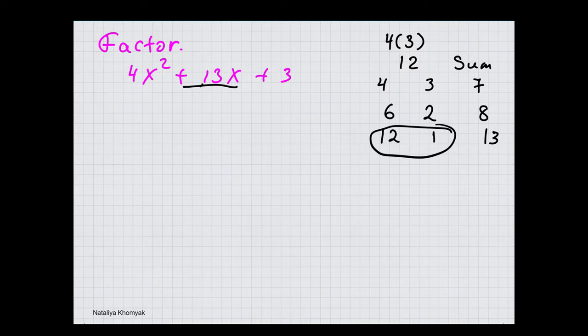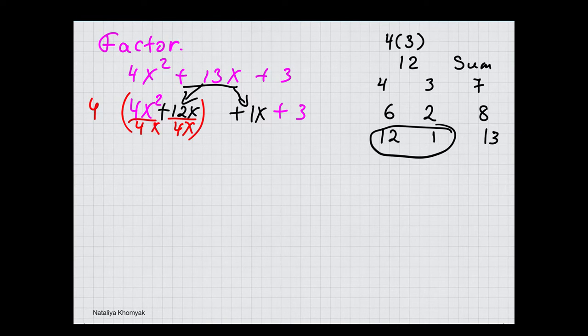So now we want to rewrite 13x as 12x plus 1x, and you want to keep everything else as is. And now we can factor by grouping. So we can divide these two by 4x. So this will simplify into 4x. This cancels, x plus 3. 4 into 12 is 3 times.